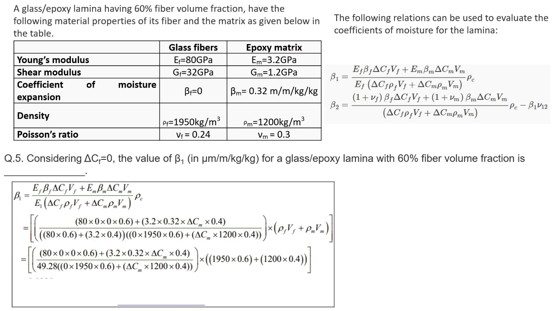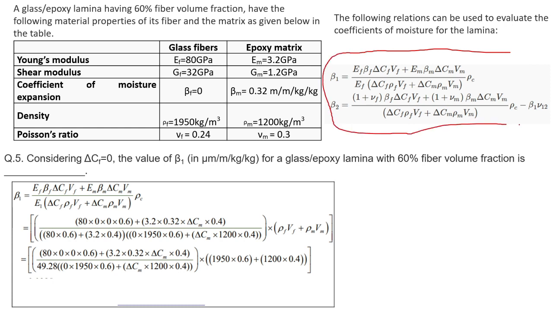Now, we have to consider del CF equal to 0. Then what will be the value of beta 1 for a glass epoxy lamina with 60% fiber volume fraction? So in the last few questions, they were talking about the thermal expansion. Now here we are talking about the expansion due to moisture. So for that, we can use the following relations.